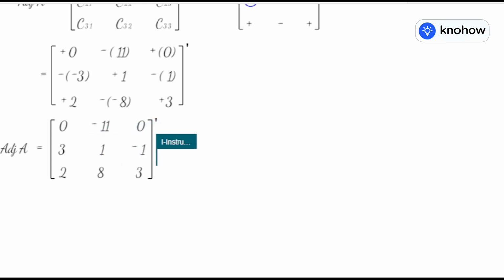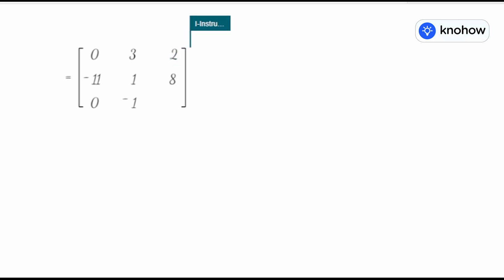So take the transpose, write the elements of first row in first column 0, minus 11, 0. Then the second row 3, what is the second row? 3, 1, negative 1, write in the second column 3, 1, negative 1. And 2, 8, 3 elements of the third row, write in the third column. So finally, this is the value of adjoint A.